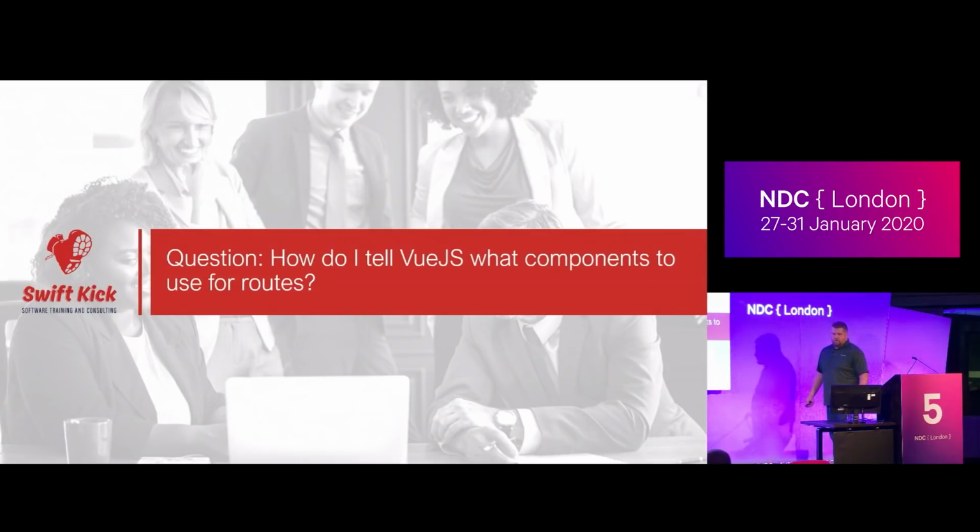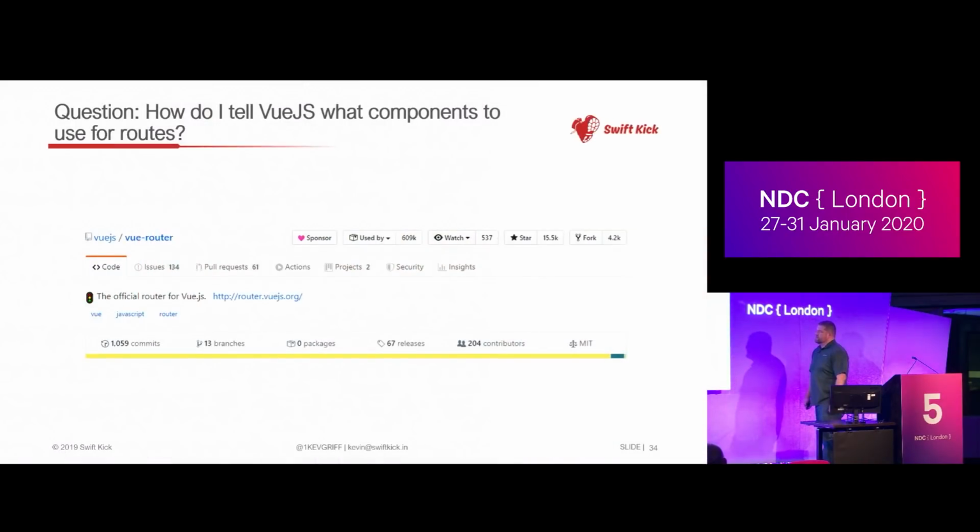So how do you tell Vue what components to use depending on the route? Well, this is where the Vue router comes into effect. And you'll get it by default if you use the CLI and tell it you want the router. If you forget to tell the Vue CLI that you want the router, you can always install it afterwards with a Vue.js plugin, and it will create all the scaffold code for you still.